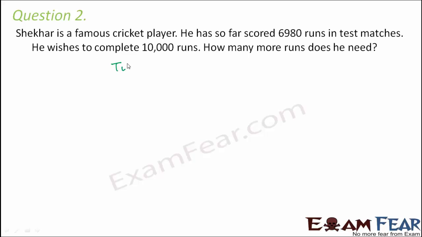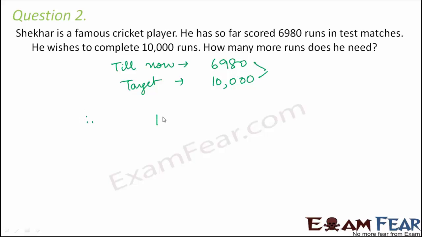So till now he has made 6,980 runs and his target is to get 10,000 runs. So basically, how many more runs does he need? So you need to subtract these two. So therefore, how do you subtract 10,000 minus 6,980?